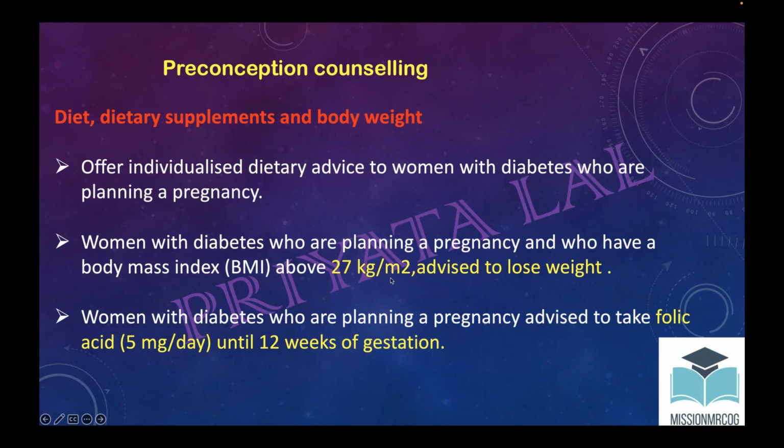Apart from this, 5 milligram folic acid will be given until 12 weeks of pregnancy, that we already know. So what are the indications where the high dose of folic acid is given? One of them is diabetes mellitus.